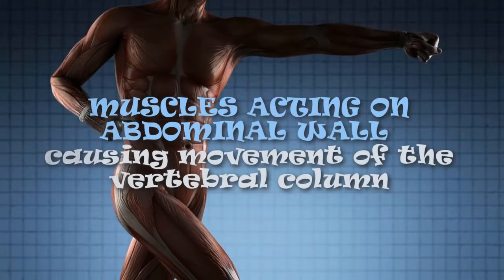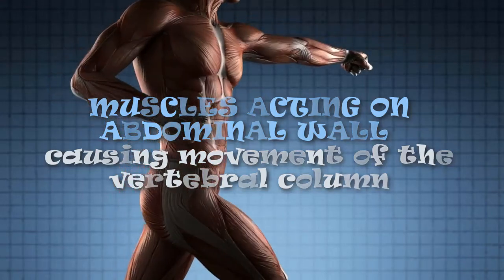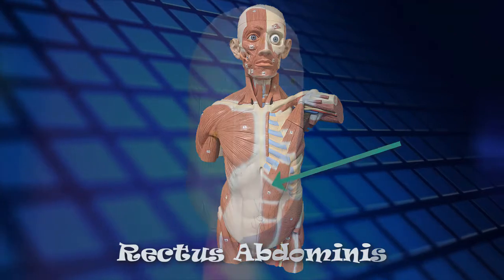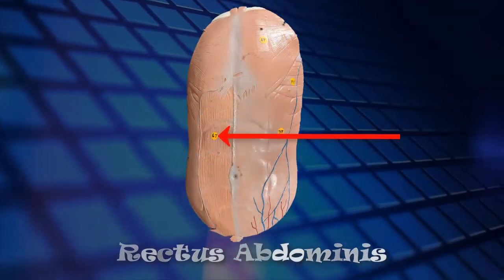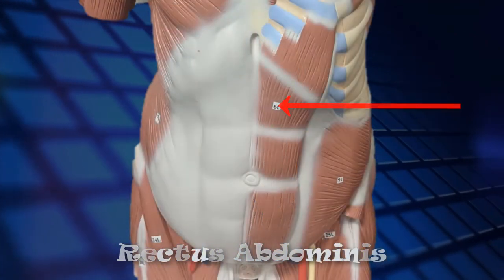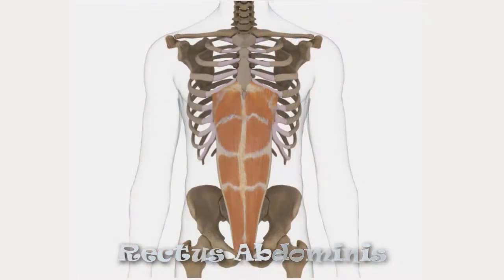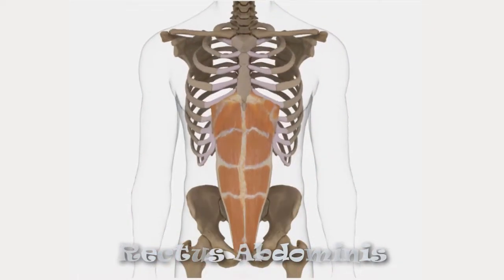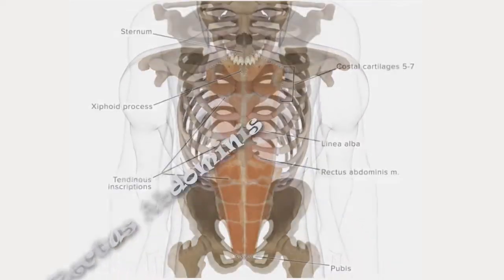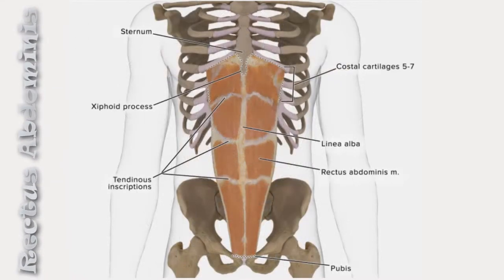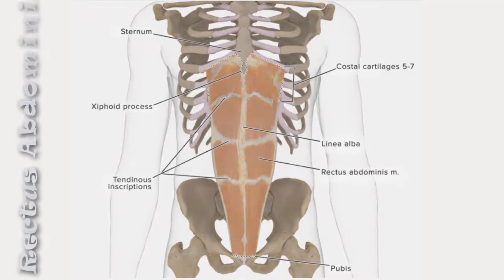Muscles acting on the abdominal wall, causing movement of the vertebral column. The rectus abdominis. This provides compression and flexion of the abdominal area. Its origin is the pubic crest and pubic symphysis. Its point of insertion are the costal cartilages of ribs 5 through 7 and the xiphoid process of the sternum.